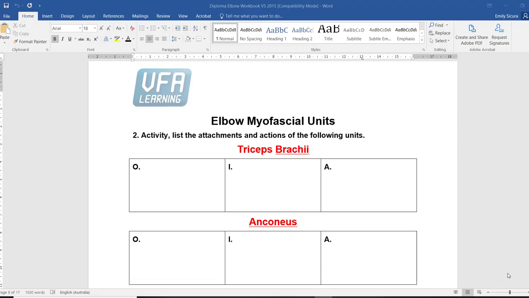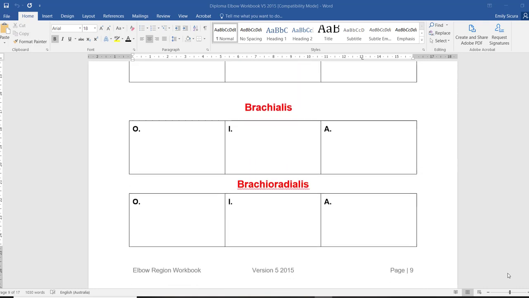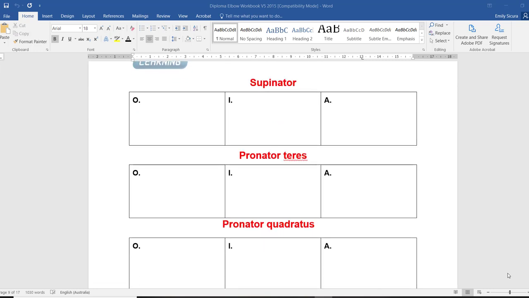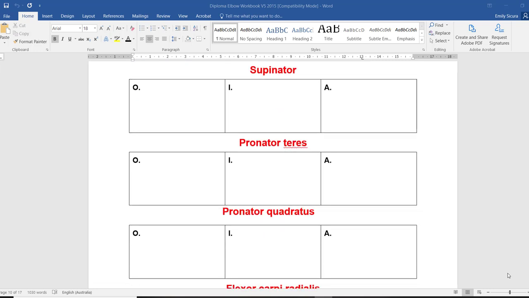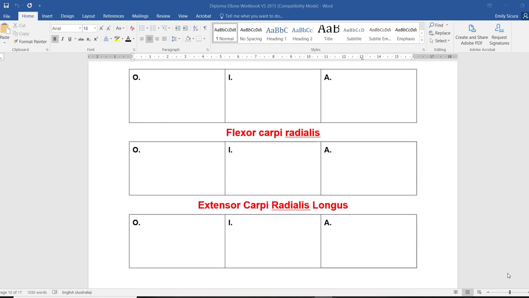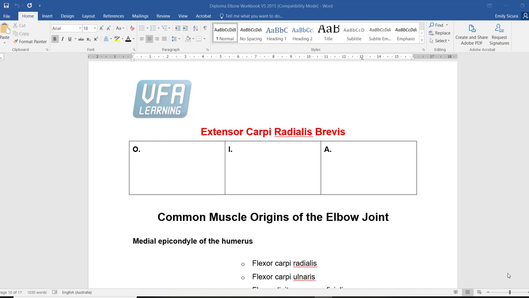For part 2, you need to identify the origins, insertions and actions of the following muscles. So this needs to be completed for triceps brachii, anconeus, biceps brachii, brachialis, brachioradialis, supinator, pronator teres, pronator quadratus, flexor carpi radialis, extensor carpi radialis longus, and extensor carpi radialis brevis.